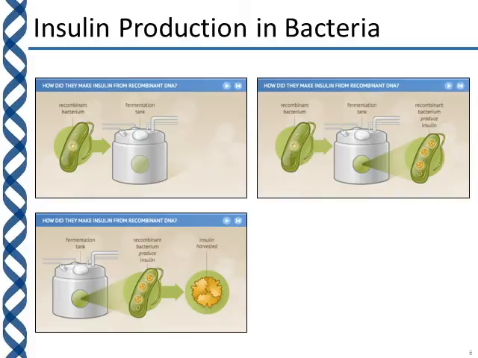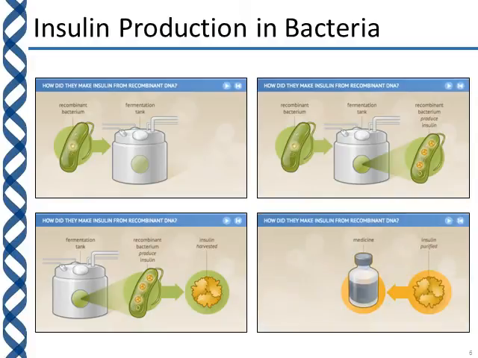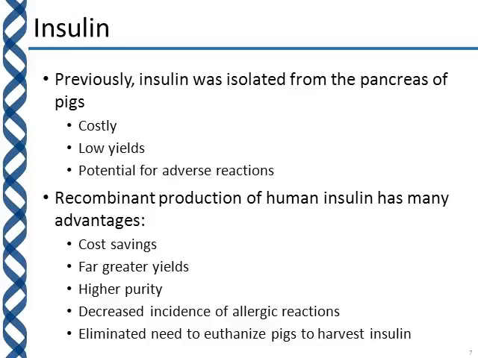The insulin is harvested. The insulin is then purified. And this purified recombinant insulin is then now marketed for treating humans. Previously, insulin was isolated from the pancreas of pigs. However, this approach was costly, it generated low yields, and had the potential for adverse reactions.